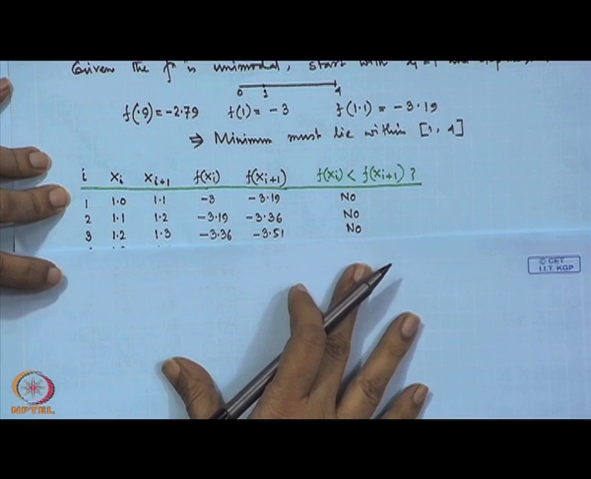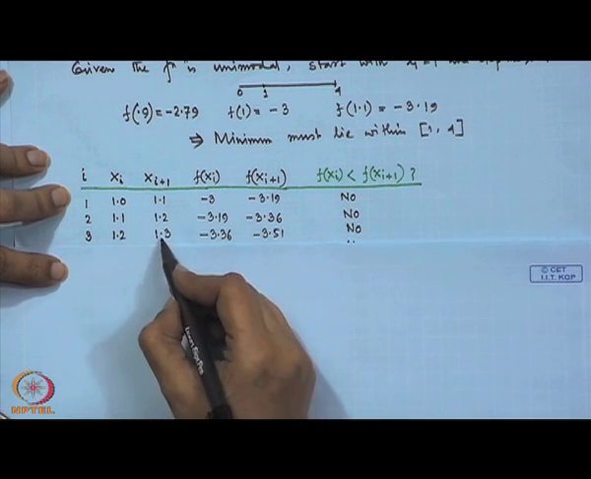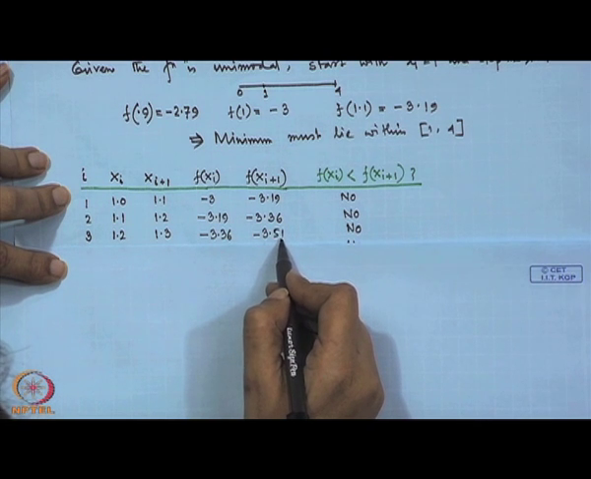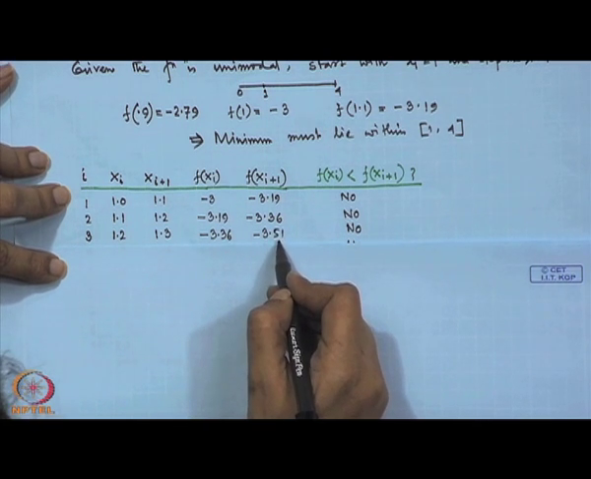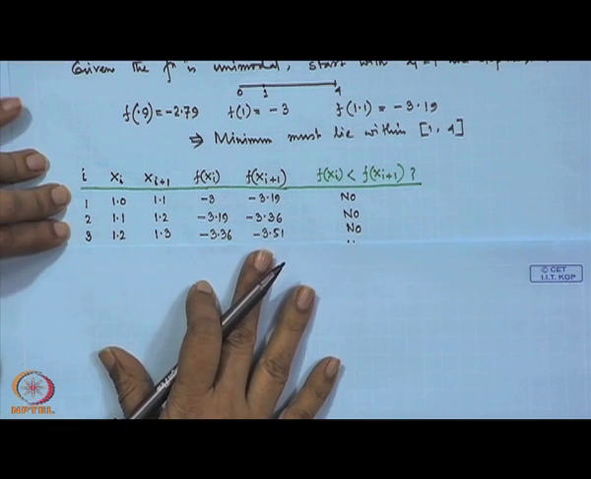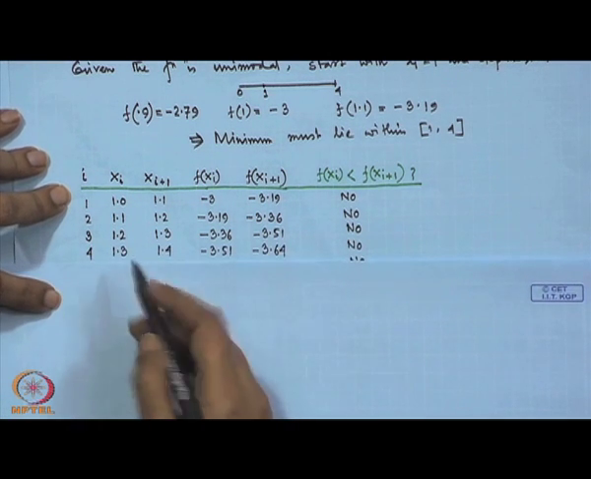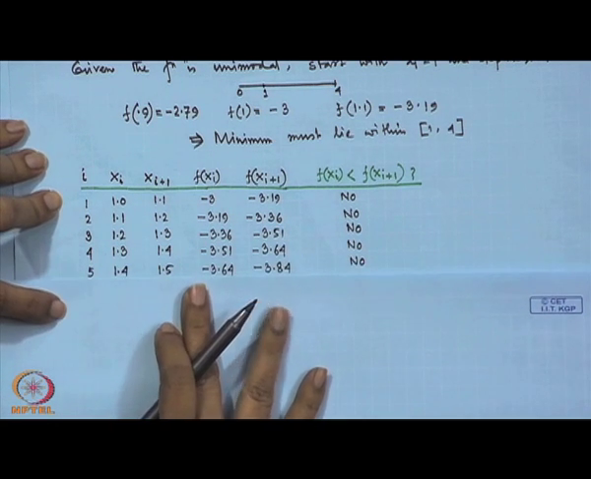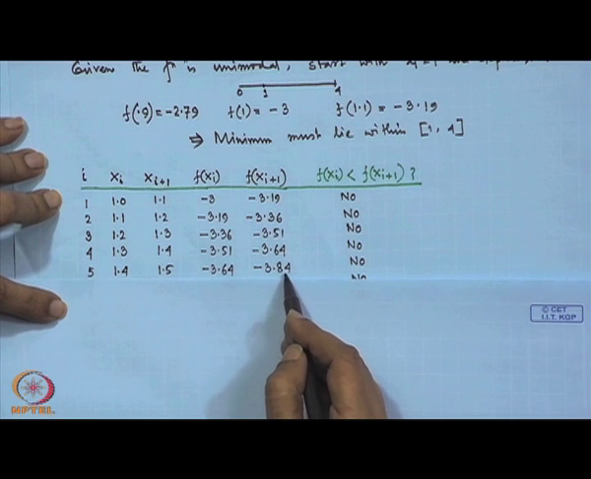We are again moving from 1.1 to 1.3, and just see, we are getting a better functional value. That means a lesser functional value in this case. Again there is a possibility to improve further and further. Let us see what is happening. We are moving from 1.3 to 1.4, better functional value. 1.4 to 1.5, again a better functional value.